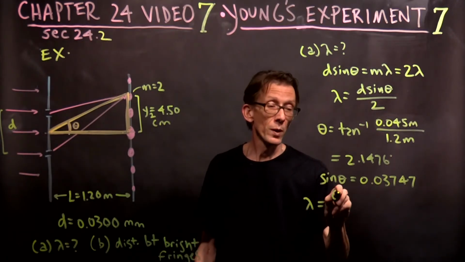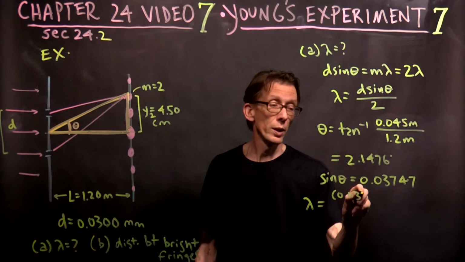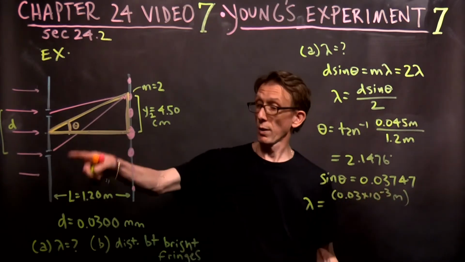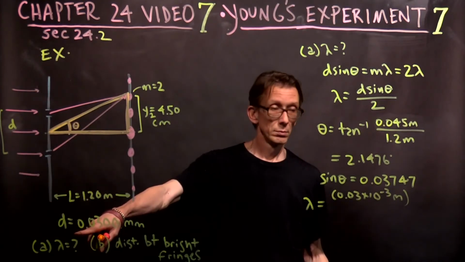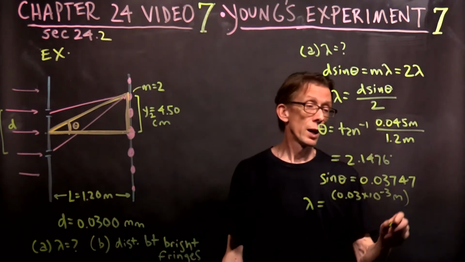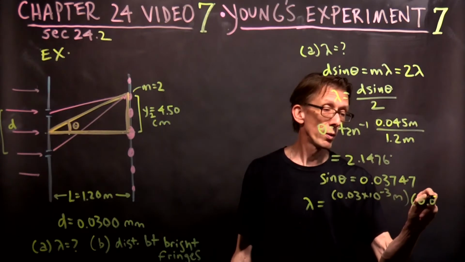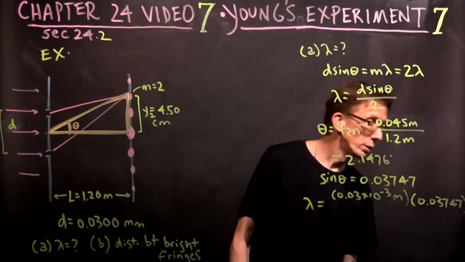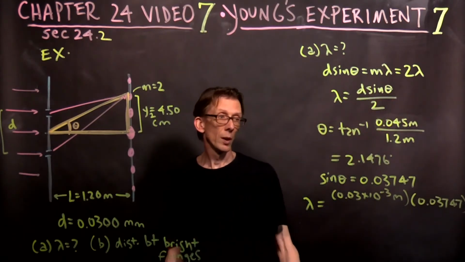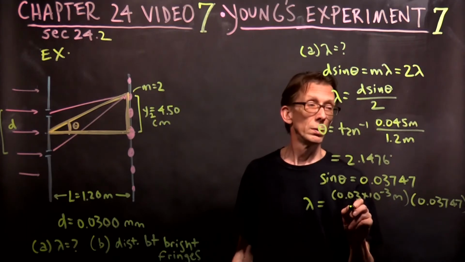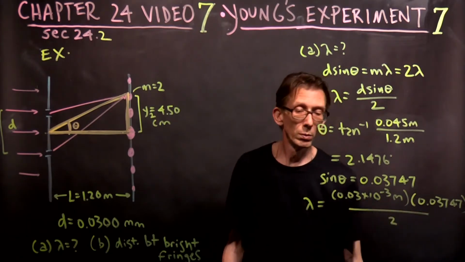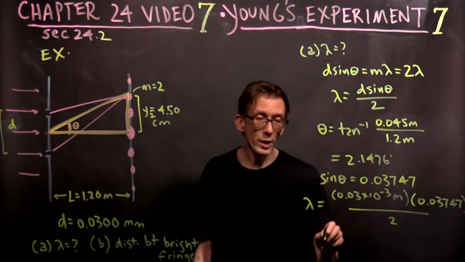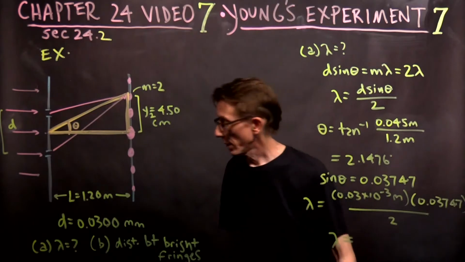Lambda is d, which is 0.03 times 10 to the negative third meters, right, that's that number right there, times sine of theta, which is 0.03747, and I just went off the screen, almost, divided by 2. So multiply the numbers and divide by 2.